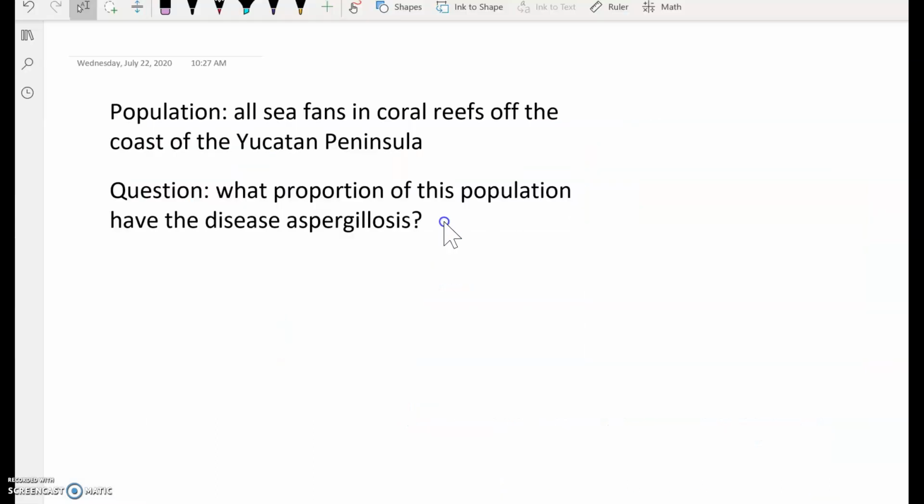So let's get a blank piece of paper. Your population is all sea fans in the coral reefs off the coast of the Yucatan Peninsula, and the question is, what proportion of this population has this disease called aspergillosis? In other words, we want to know, what is p, the population proportion? p equals what?